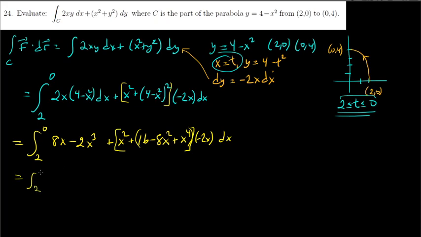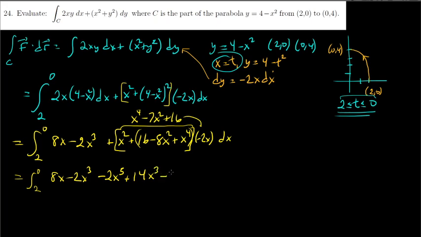All right. 2 to 0, right? So the 8x minus 2x cubed, that's on the outside. And then we're going to get, let's see, this is just x to the fourth minus 7x squared plus 16. And then multiply that times the negative 2x. You're going to get negative 2x to the fifth plus 14x cubed minus 32x. Yeah, minus 32x, right? dx.